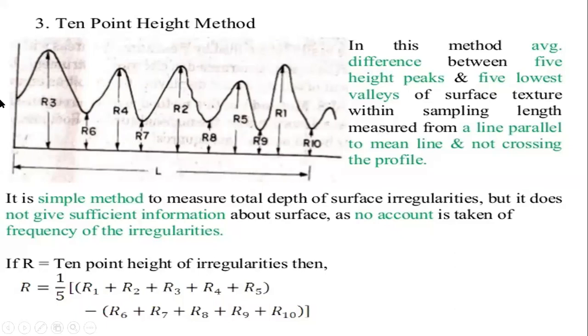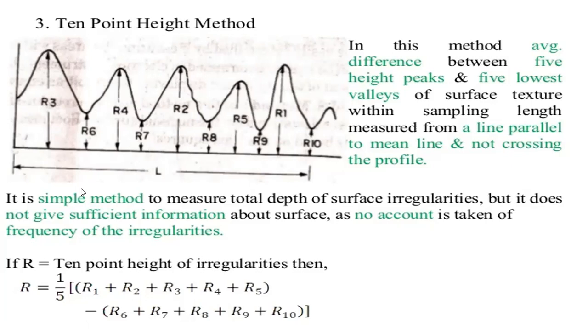So these are the 10-point heights of this section, and from the start of the first point to the end of the 10th point, we take it as the sampling length. The sampling length here has been taken for the 10-point section.